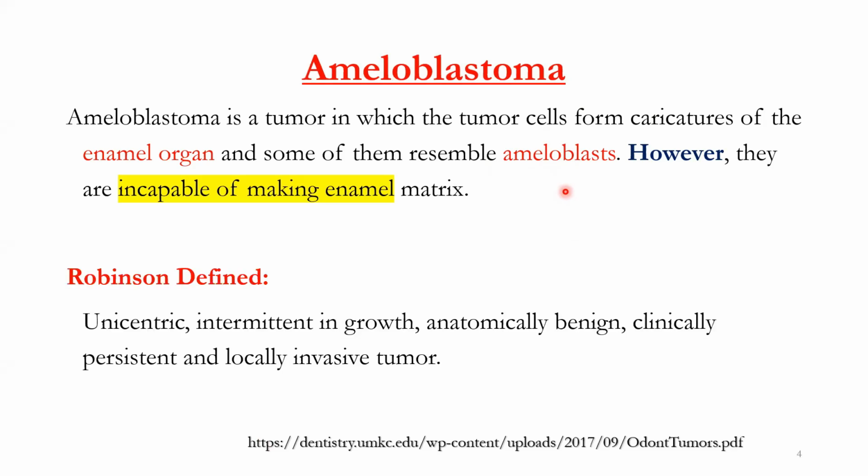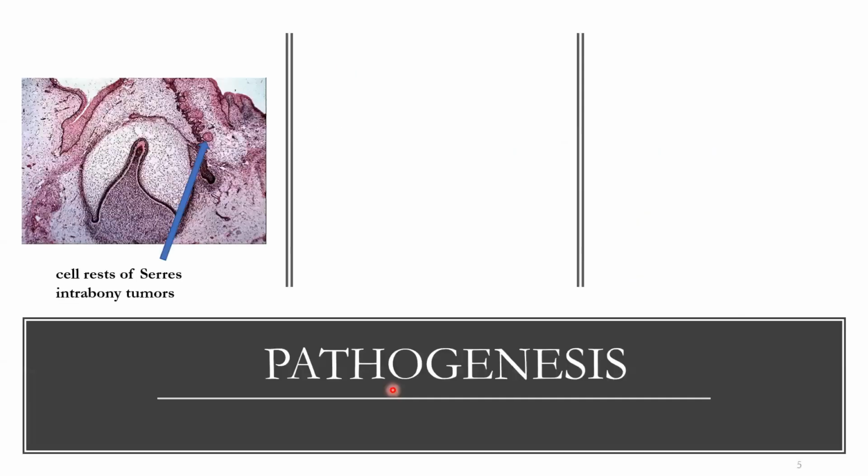There is a definition which is given by Robinson. He defined it as a unicentric, intermittent in growth, anatomically benign, clinically persistent, and locally invasive tumor. So to remember this, I've given you a mnemonic which I used when I was a student to remember the definition. That is UNIAC L. UN stands for unicentric, I for, of course, intermittent in growth, A for anatomically benign, C for clinically persistent, and L for locally invasive tumor. I hope that helps, students.